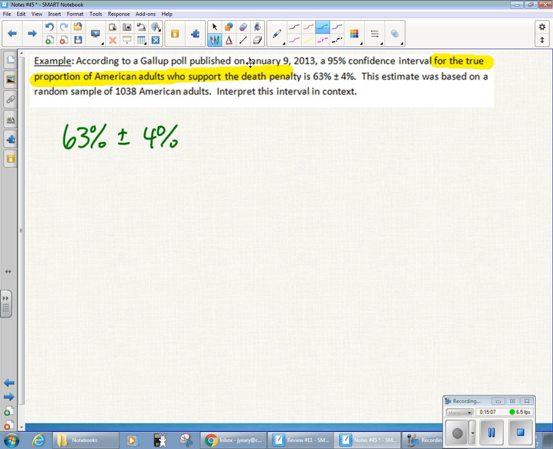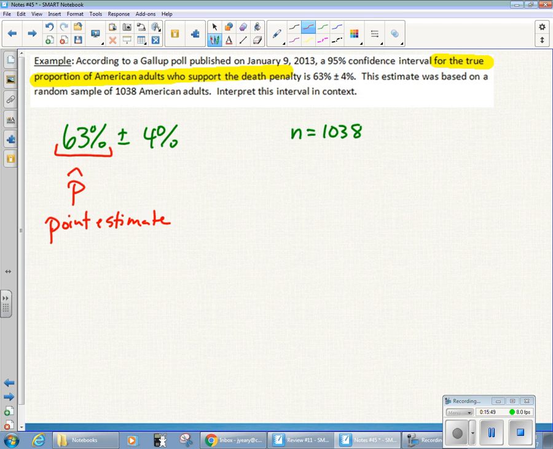You've probably seen something like this on the news if you're exposed to any kind of social media news, TV news, wherever you get your news from. So the estimate was based on a random sample of 1,038 American adults. Interpret this interval in context. So they did a couple different things here for us. They gave us a confidence interval, but they didn't give us endpoints. So let me translate what's really going on here. So this 63% is their p-hat. Okay, we could also refer to this as their point estimate.